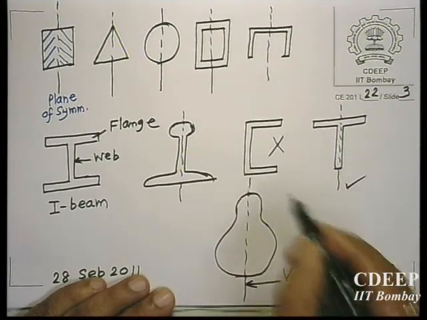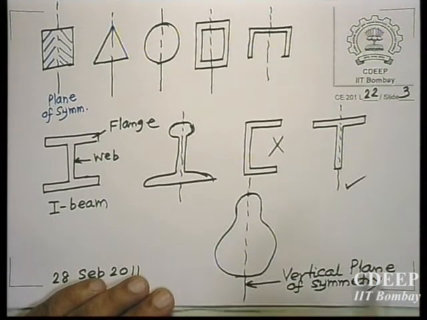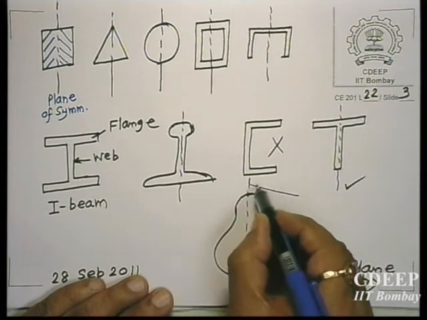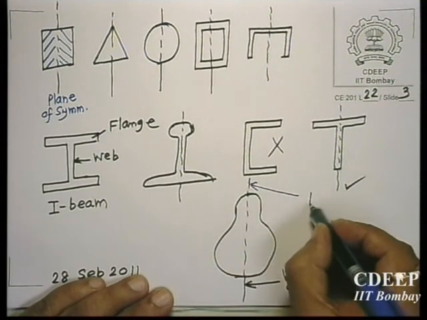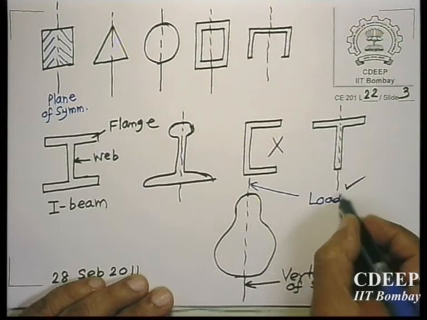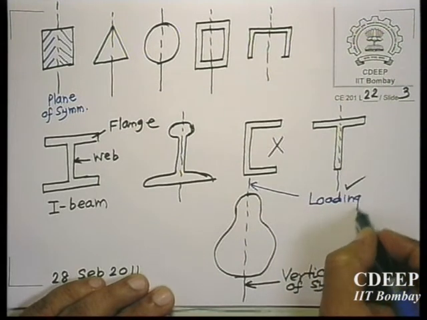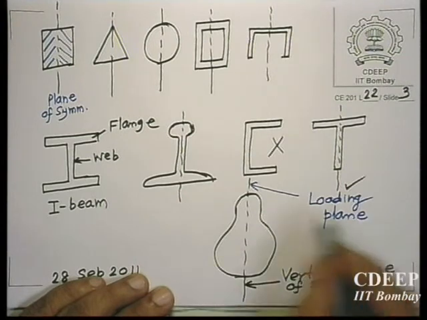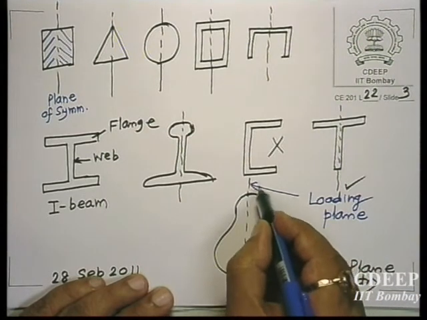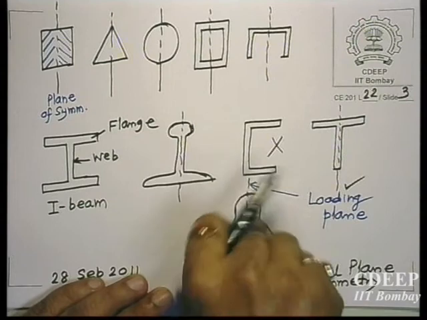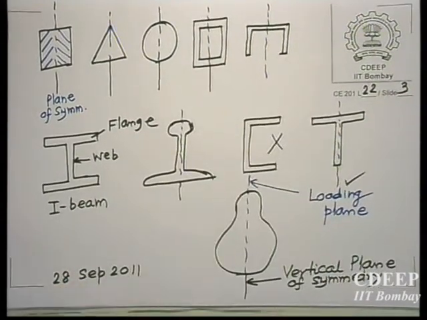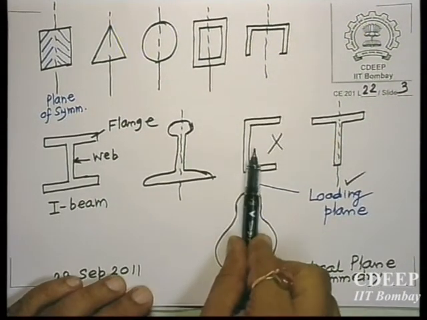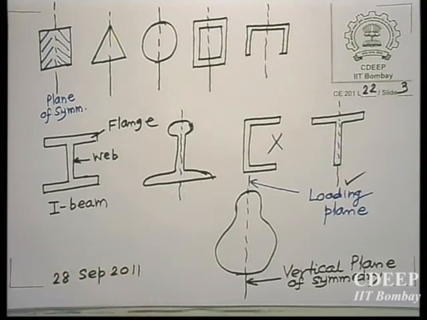So the loads are applied in the vertical plane of symmetry. This is the loading plane. This must be kept in mind. If you apply a load here, then this cross section will twist, which we do not want. We want to apply these loads over here. So it is a beam.